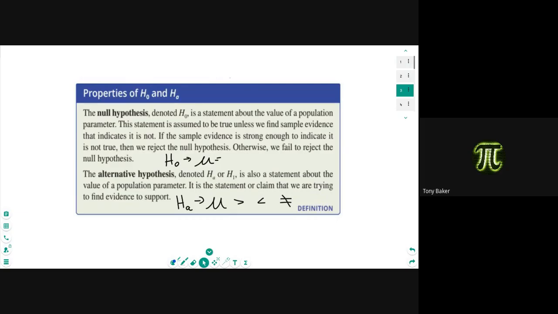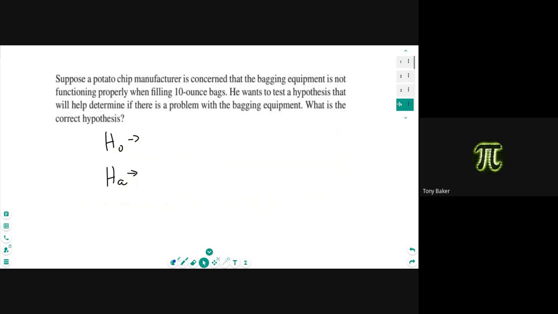All right, let's do a couple of these so you can actually see what this means. Suppose a potato chip manufacturer is concerned that the bagging equipment is not functioning properly when filling up a 10-ounce bag. He wants to test a hypothesis that will help him determine if there's a problem with the bagging equipment.